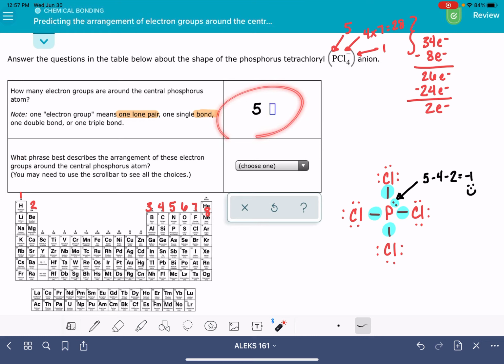And then the next question is going to ask, what phrase best describes the arrangement of electrons around the central atom? That's completely based on the number of electron groups. If we have 5 areas of electrons around the central atom, we are going to call this trigonal bipyramidal.